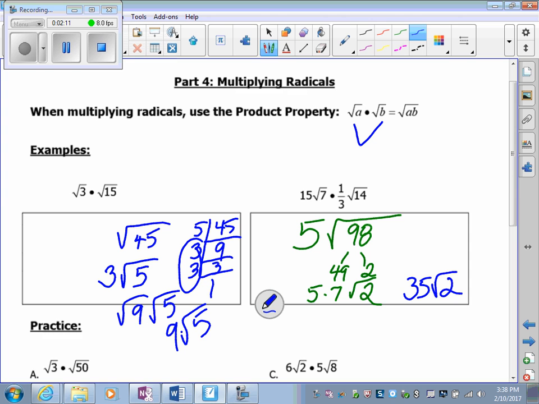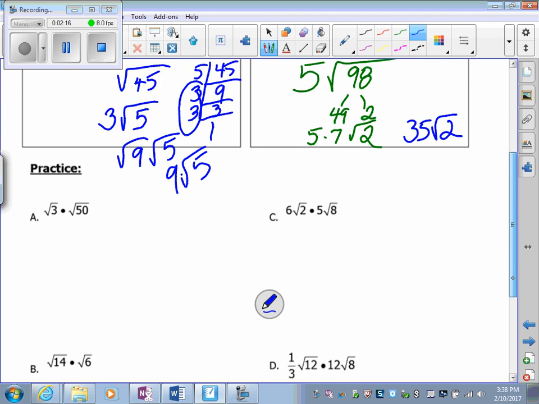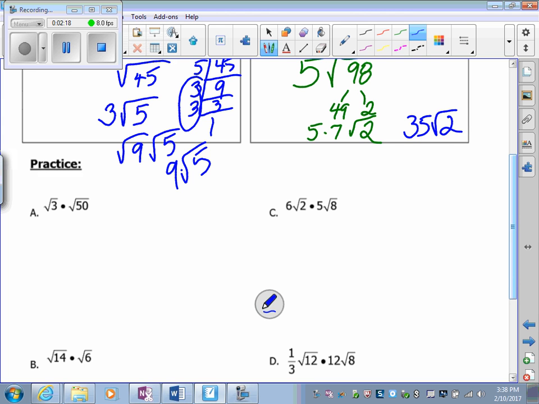Okay, we'll do the first practice problem together. So our first practice is the square root of 3 times the square root of 50. I say to myself, well, neither one are perfect squares. So I'm going to go ahead and multiply them together, and I get the square root of 150. Do I know anything that's a perfect square? I do, right? It would be 6 times 25, and we know that 25 is a perfect square, so the answer would be 5 radical 6.